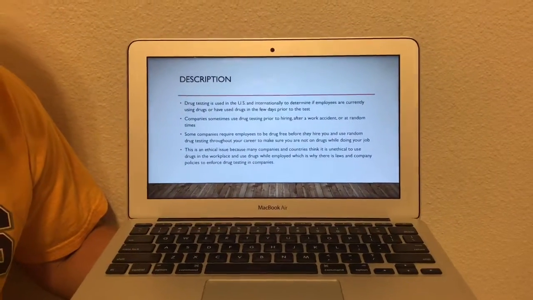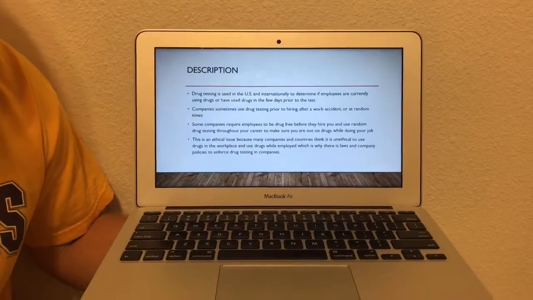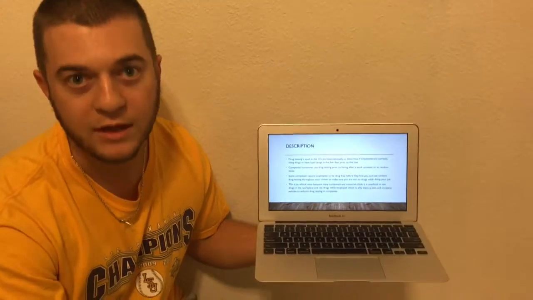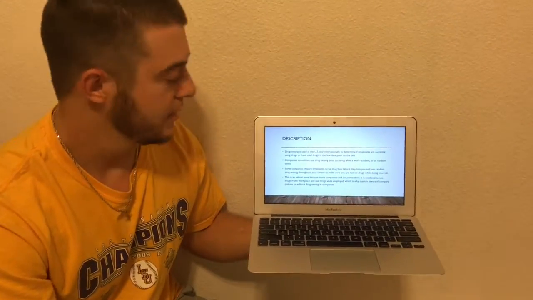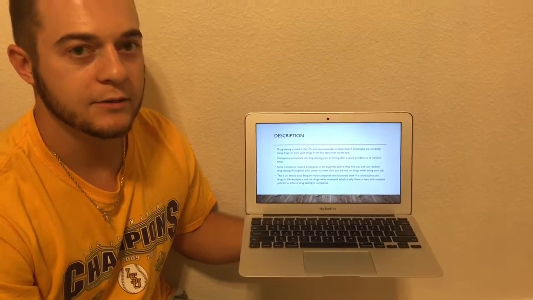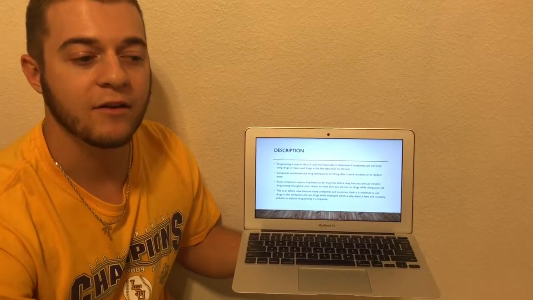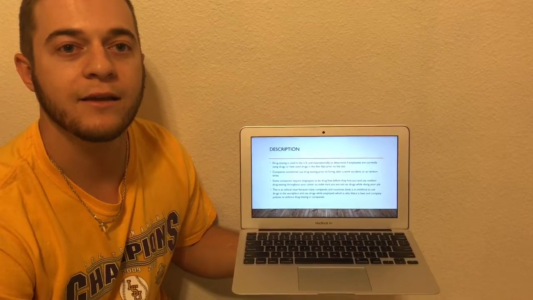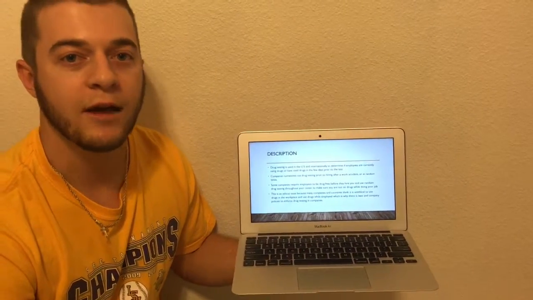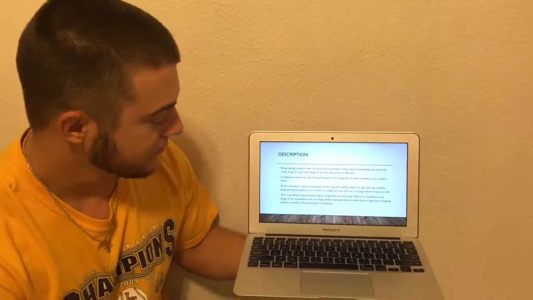It is used in the U.S. and internationally to determine if employees are currently using drugs while employed or have used drugs before being employed, and if it is still in their system. Companies use them to sometimes rule out people to hire or not to hire them if it is in their employee policies that they cannot use drugs in the workplace. Then they will drug test before the hiring process, and if they fail the drug test, then they will automatically not hire you.